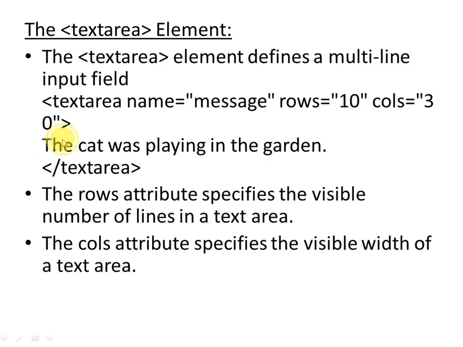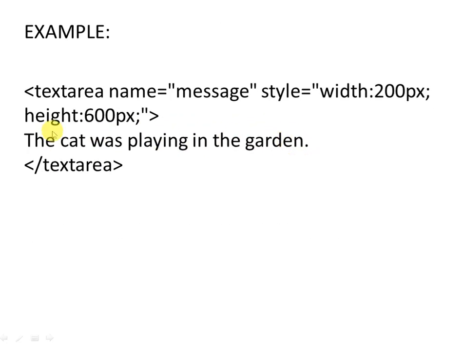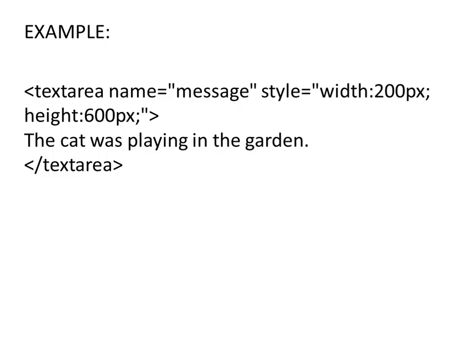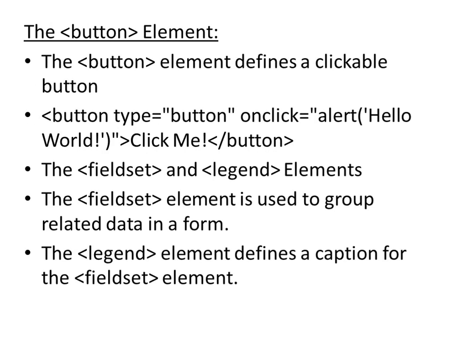So the textarea is this. The columns, how many columns are given: 1, 2, 3, 4, 5, 6, 7. So 6 to 7 columns are declared in the columns attribute. Next we are going to give the textarea name equal to message. And then we are going to give the width and the height for the textarea. So width is assigned as 200 pixels and height is assigned as 600 pixels. So these are some of the basic HTML tags which are used to create a form.